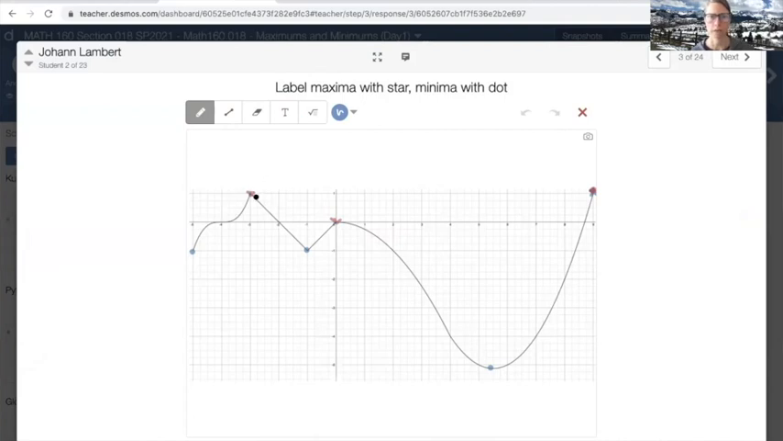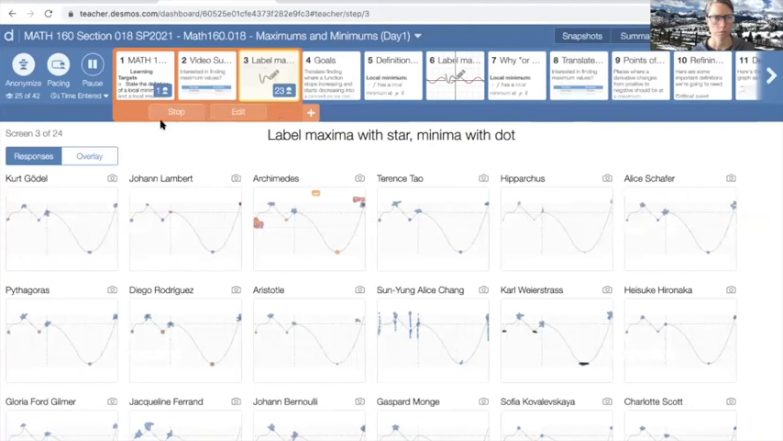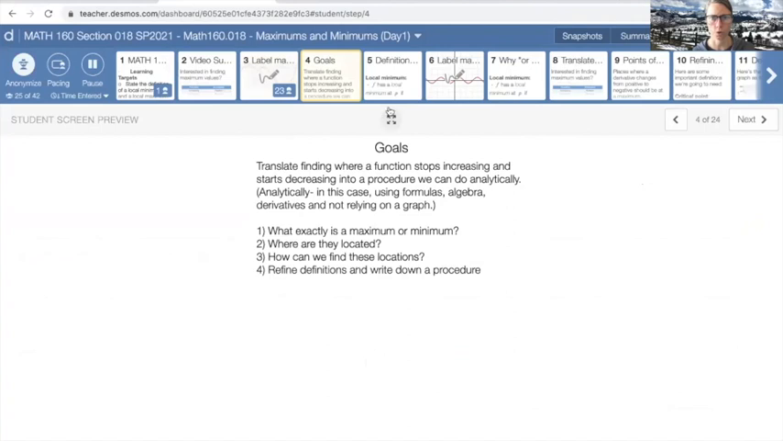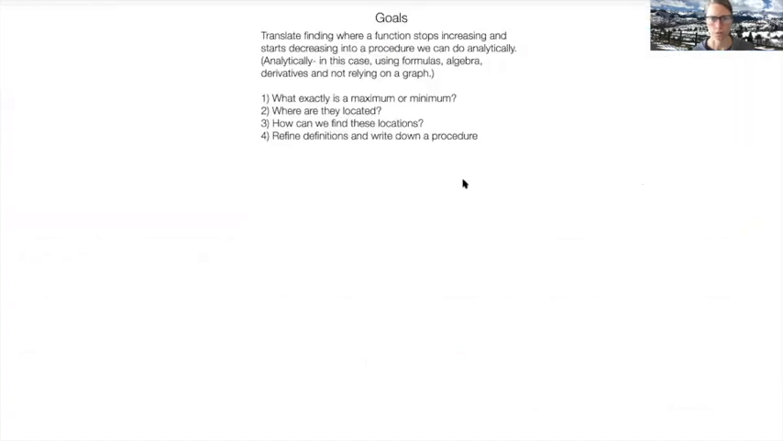So maximum values are values that look larger than nearby values, and minimum values are values that look smaller than nearby values. So I think the rough idea of maxes and mins feels pretty good. Okay, so that's just kind of the warm up. If you've watched the video, hopefully that makes sense.